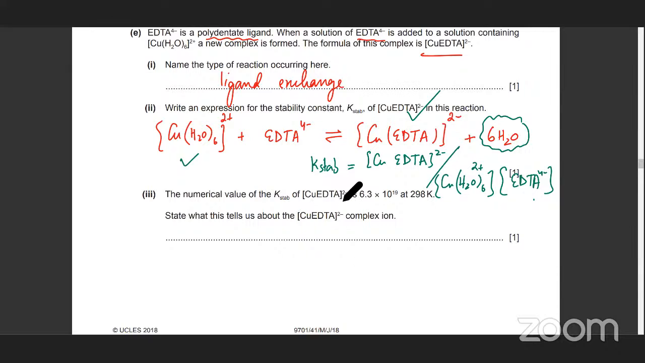So then after that, the medical value of EDTA is this. State what this tells you about the complex ion. That means that if the K stability is really, really high, that indicates that it's a very stable complex. Why is it a stable complex? A very high value means that there's more chances of the products forming. The concentration of the products is very high. Only then would you get a very, very high value. That means the reaction is favoring the forward side, and that means the Cu EDTA 2 minus complex is readily formed, and it's a very, very stable complex.